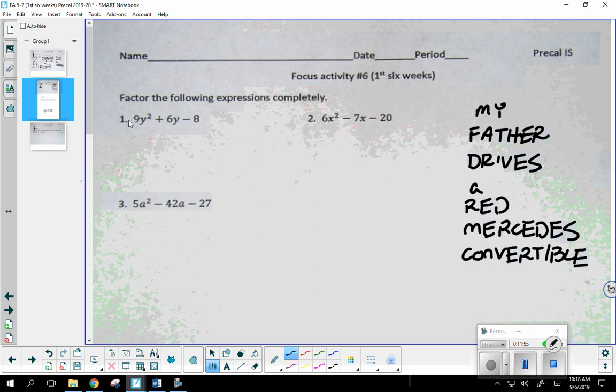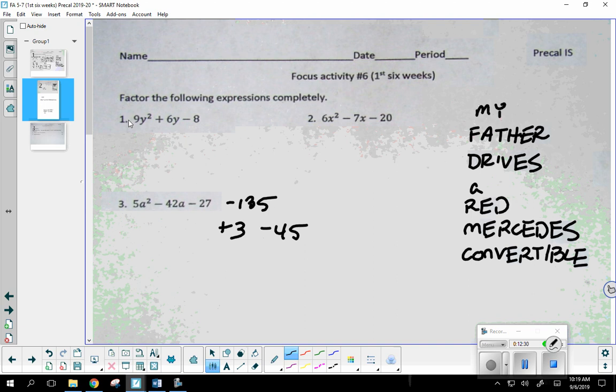Let's see here. So we already know the steps. I'm going to multiply 5 times negative 27. Xavion, what's that? 5 times negative 27. Negative 135. Okay. So I'm looking for my two factors that will also add to give me a negative 42. Prasansa, do you have those? No? 45 and 3. That's exactly right. 45 and 3, but which one's which? Negative 45, positive 3. Remember, signs are very, very important. Okay? The placement does matter.